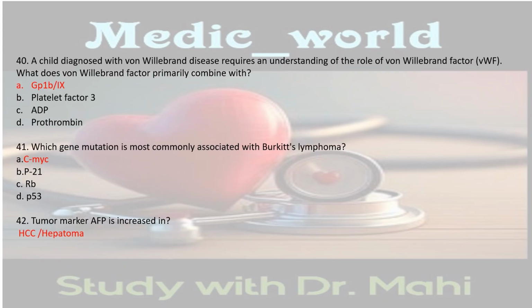Now the next question. A child diagnosed with von Willebrand disease requires an understanding of the role of von Willebrand factor. What does von Willebrand factor primarily combine with? The answer is GP1B9.